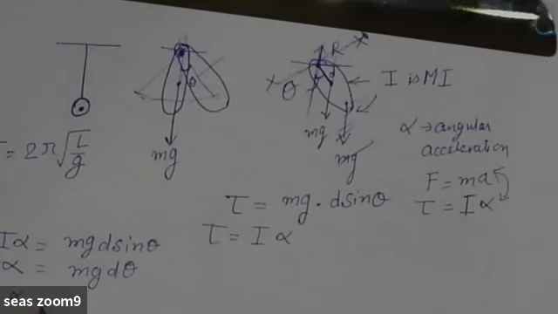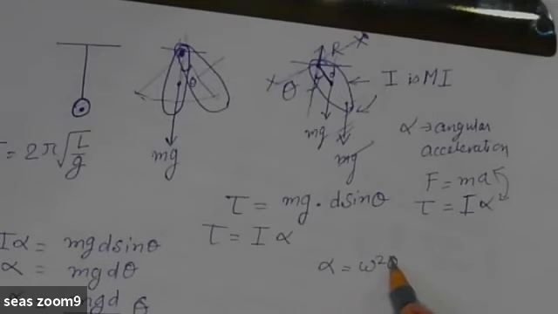So alpha, the angular acceleration, becomes mgd by I into theta. Achha, angular acceleration, what is alpha? Alpha is also equal to omega square theta.